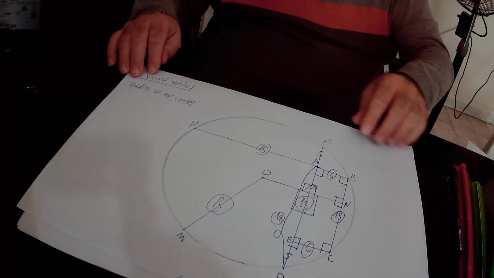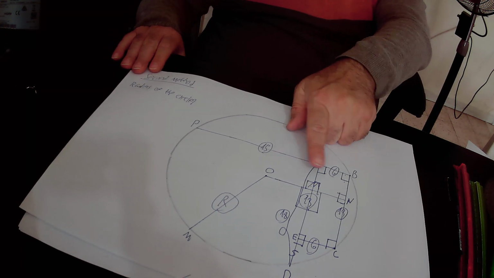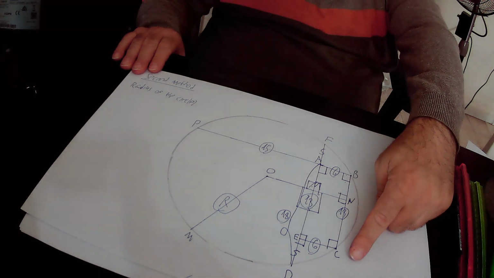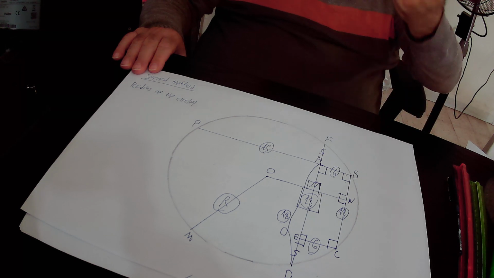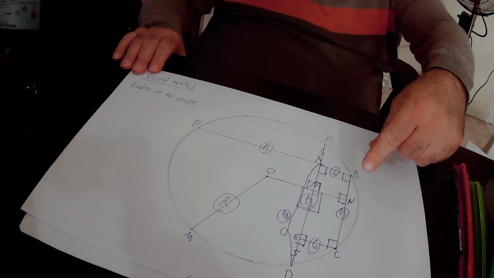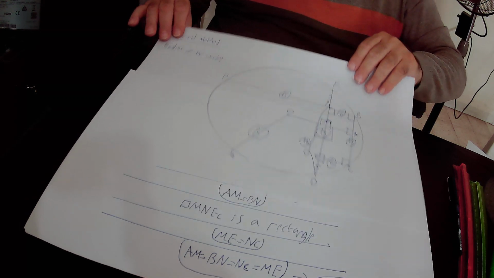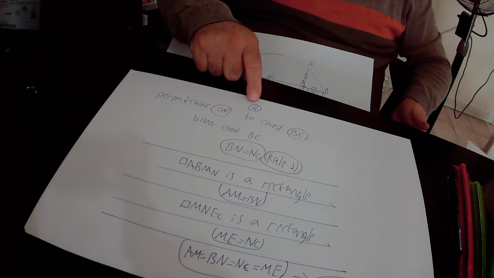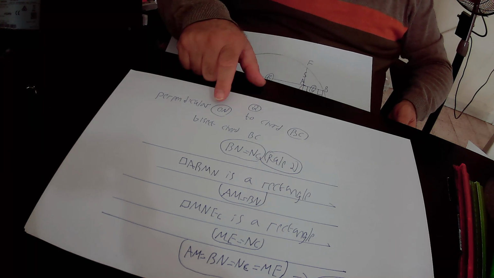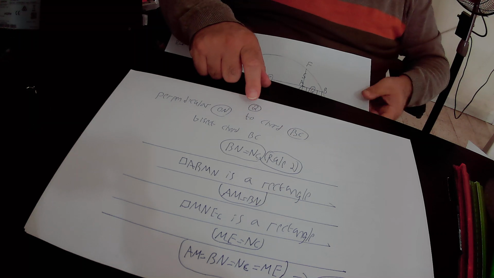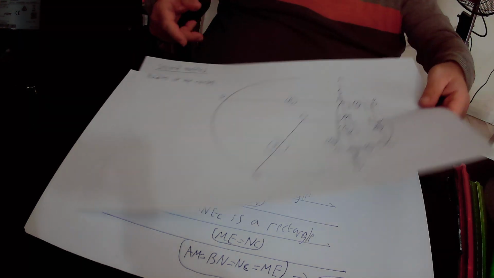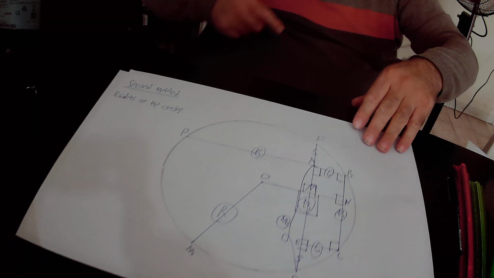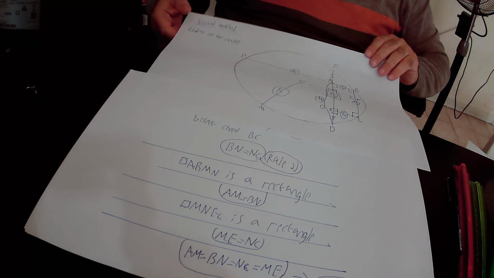we have perpendicular ON from the center of the circle, that is to say from point O towards chord BC, and therefore, according to this rule, it will bisect chord BC. That is to say, BN equals NC. I repeat again, we have perpendicular ON from the center of the circle towards chord BC, and therefore it will bisect chord BC. If perpendicular ON bisects chord BC, it means that BN equals NC.